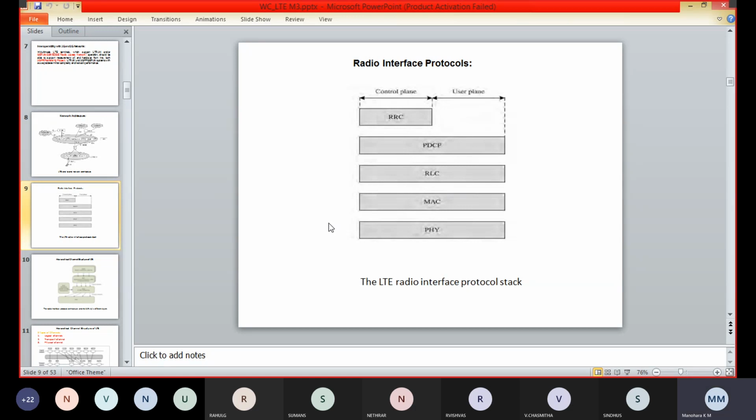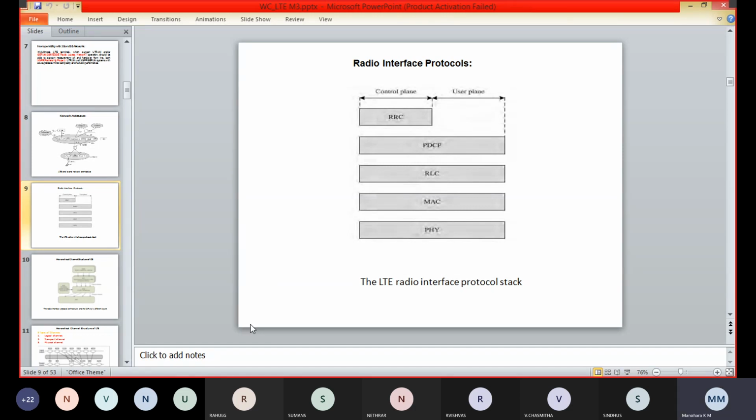There is only one RLC entity at the eNode B and the user equipment per bearer. Next we have the MAC layer, that is medium access control. The main functions of the MAC sublayer include error correction through the HARQ, that is hybrid ARQ mechanism, and mapping between the logical channels and transport channels, which performs multiplexing and demultiplexing of RLC PDUs onto the transport blocks.